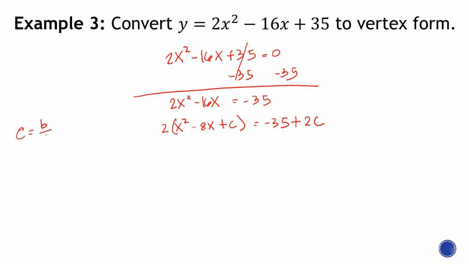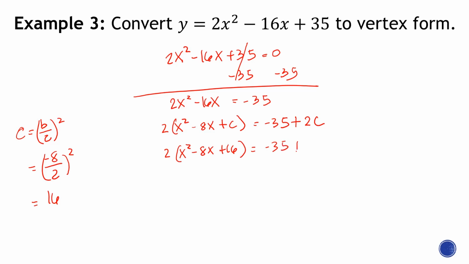C equals b over 2 squared. Our b is negative 8, so negative 8 over 2 squared. That is equal to 16. So this is 2 times x squared minus 8x plus 16 equals negative 35 plus 2 times 16. And this is equal to 2 times.